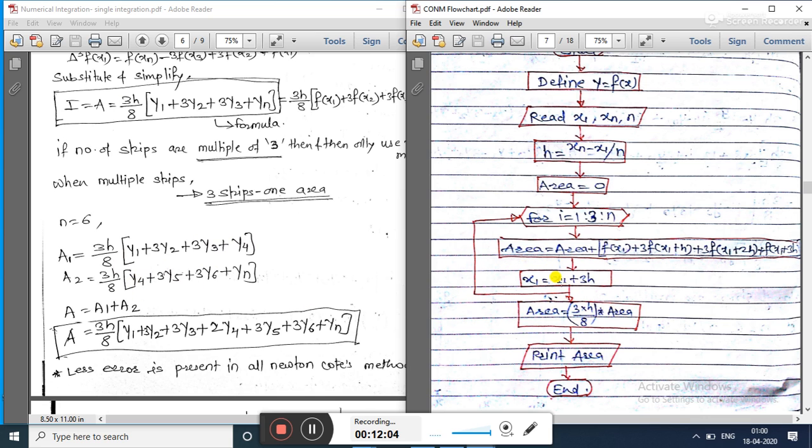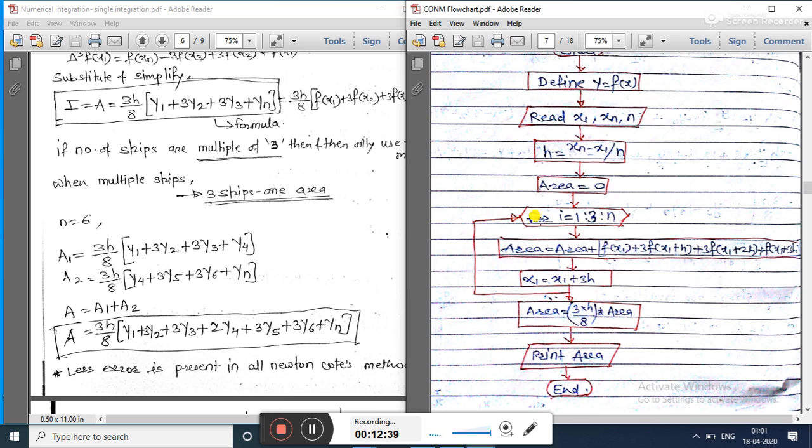So we want f of x4. So how will we get it? x1 plus 3h is the new value of x1. i will be increased by 3. So 1 plus 3 is 4. Okay. So we start with y4. Previous area plus f of x4 plus 3 into f of x5 plus 3 into f of x6 plus f of xn. x4 plus 3h, that is xn.